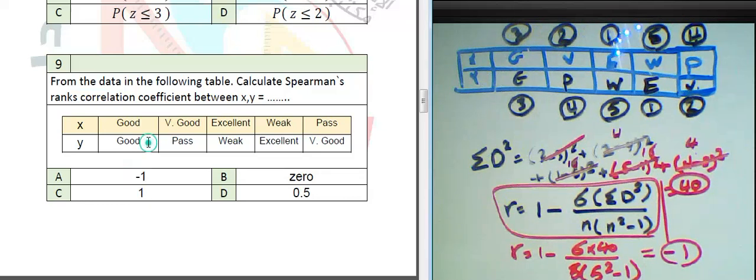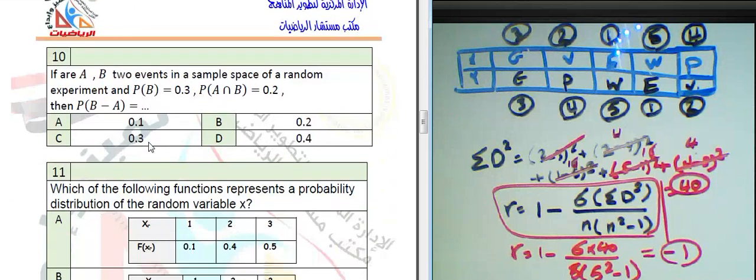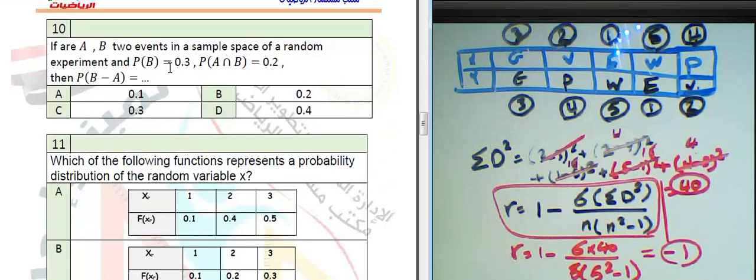Next question. Question number 10. If A and B are two events in a sample space of a random experiment, and probability of B equals 0.3 and probability of A intersection B equals 0.2, then probability of B difference A equals what?